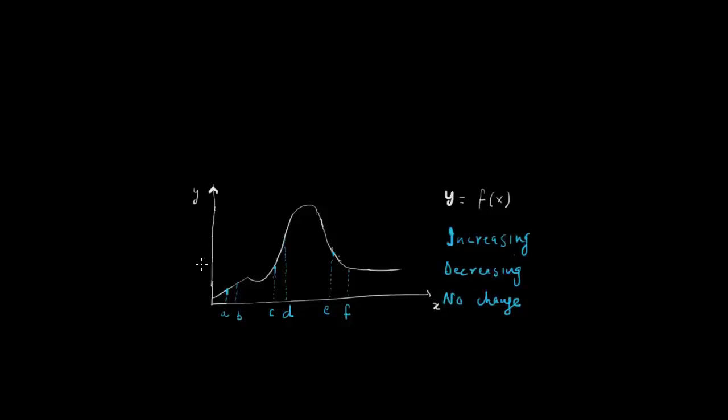So the gist of this process is increasing slope refers to concave up function, while decreasing slope refers to concave down function, and no change in slope is a straight line.